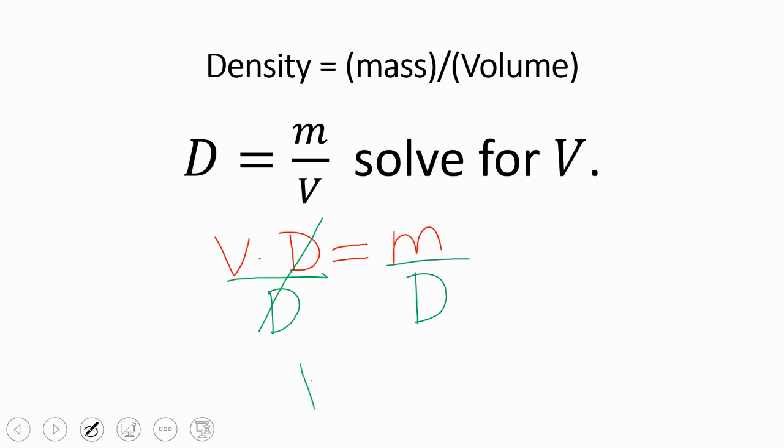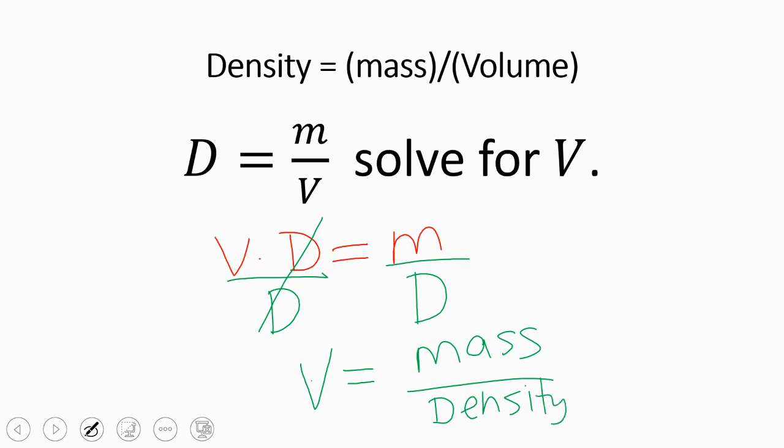And so my volume will equal the mass divided by the density, which is M over D. And it's really simple. So when you're taking your science courses, what you learn in Algebra 1 is going to really help you. Let's go to another one.